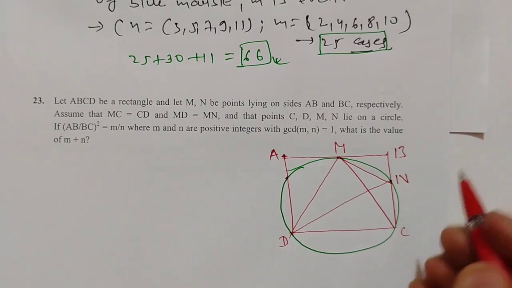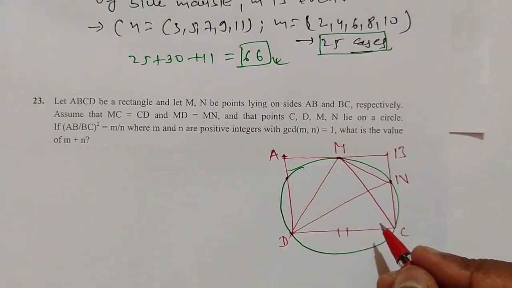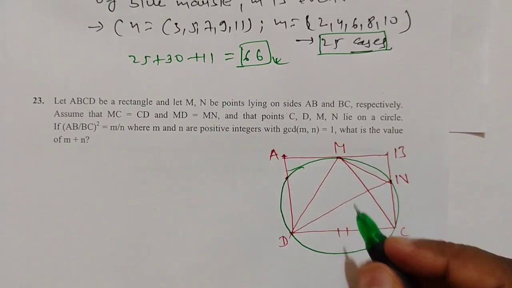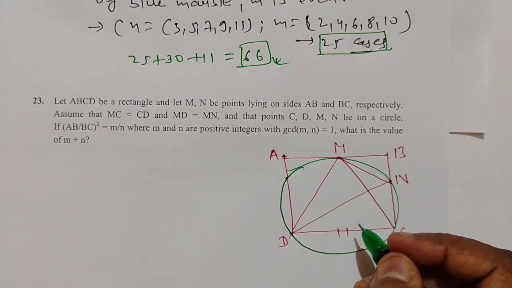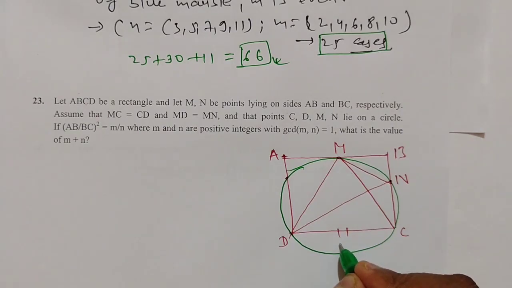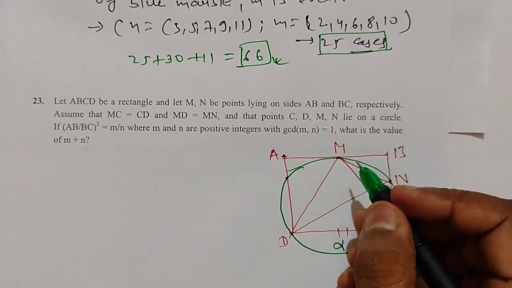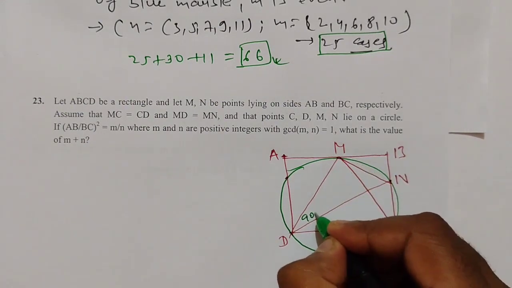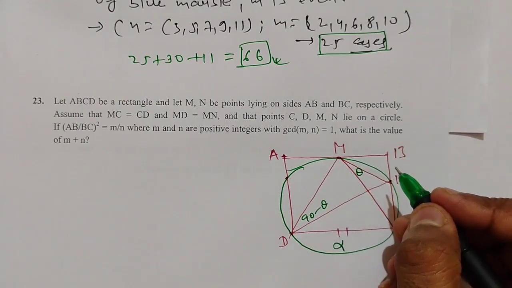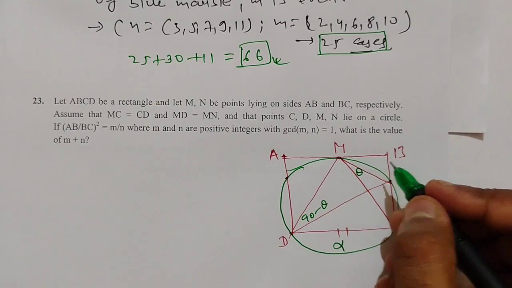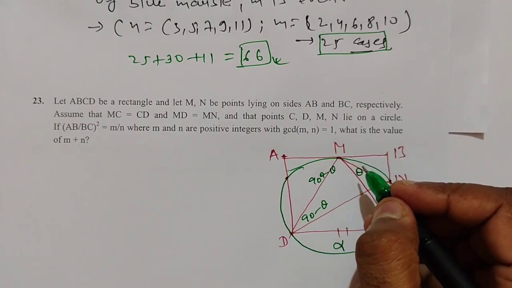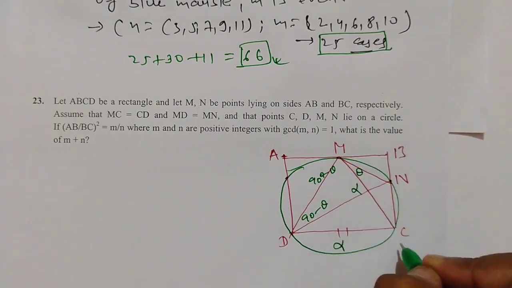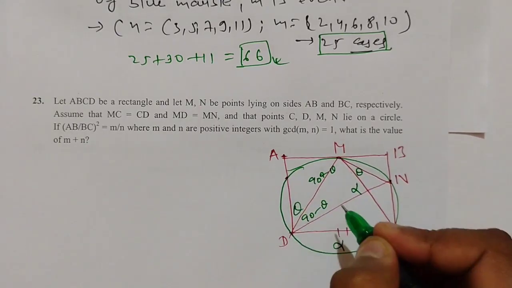And we have to consider the value here, like this is the value alpha, and this is the angle 90 minus theta if we are considering this value theta, and now this is 90 degrees minus theta, and this is also alpha, and this is angle theta.